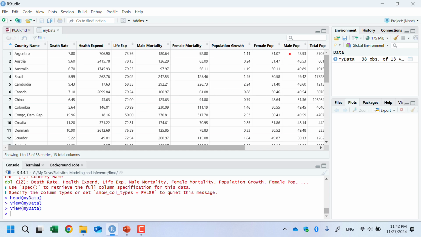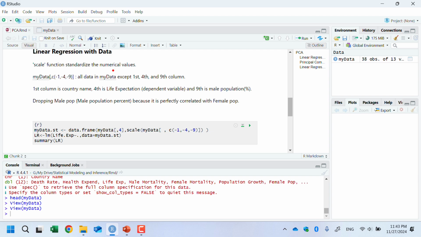And then I'm going to take out this male population percentage, because that is perfectly correlated to the female. Actually, you can calculate the male population once the female population is given. So we cannot use both of them. It will be a problem. I can show you why this can be a problem.